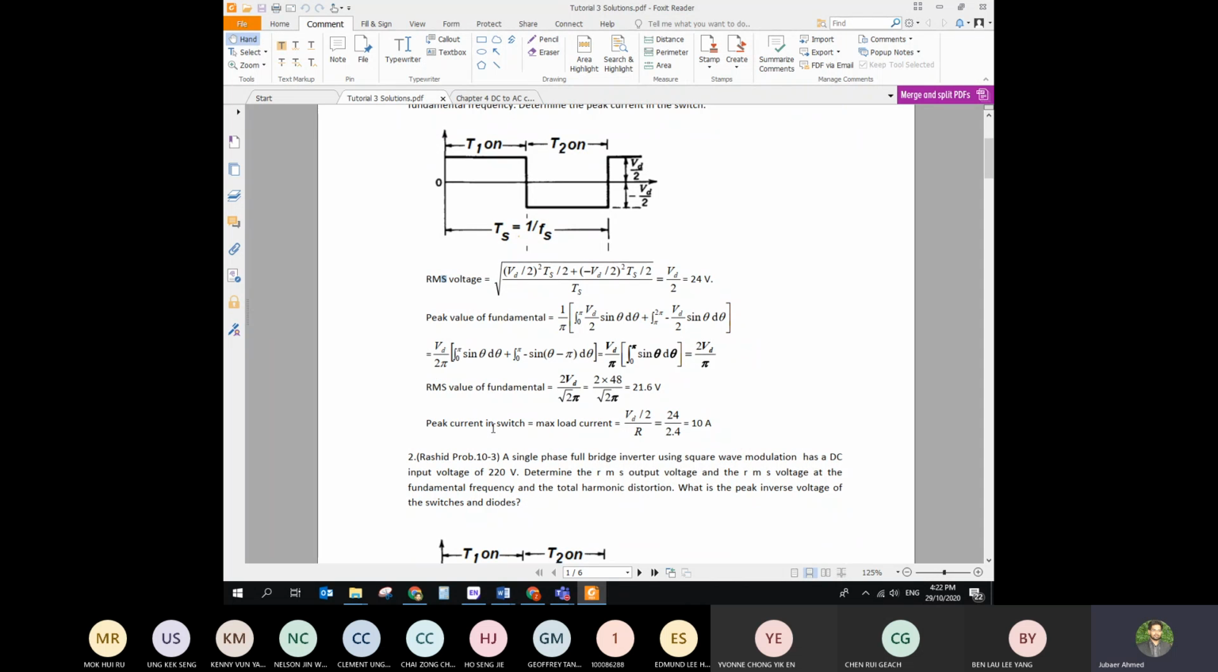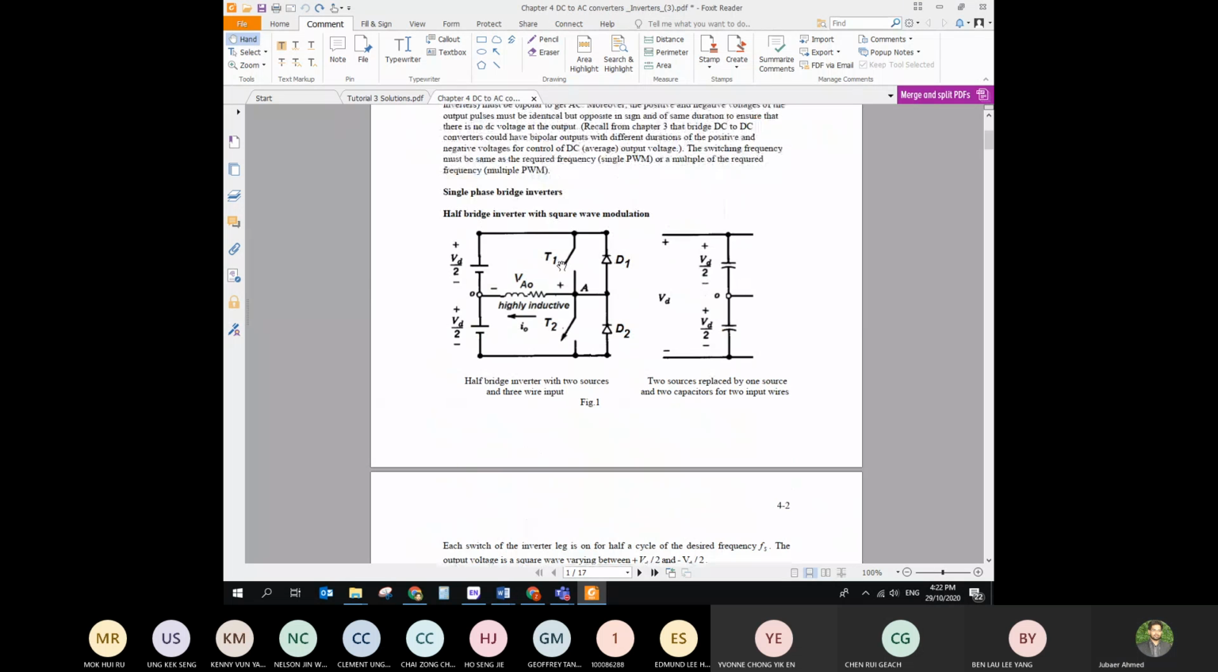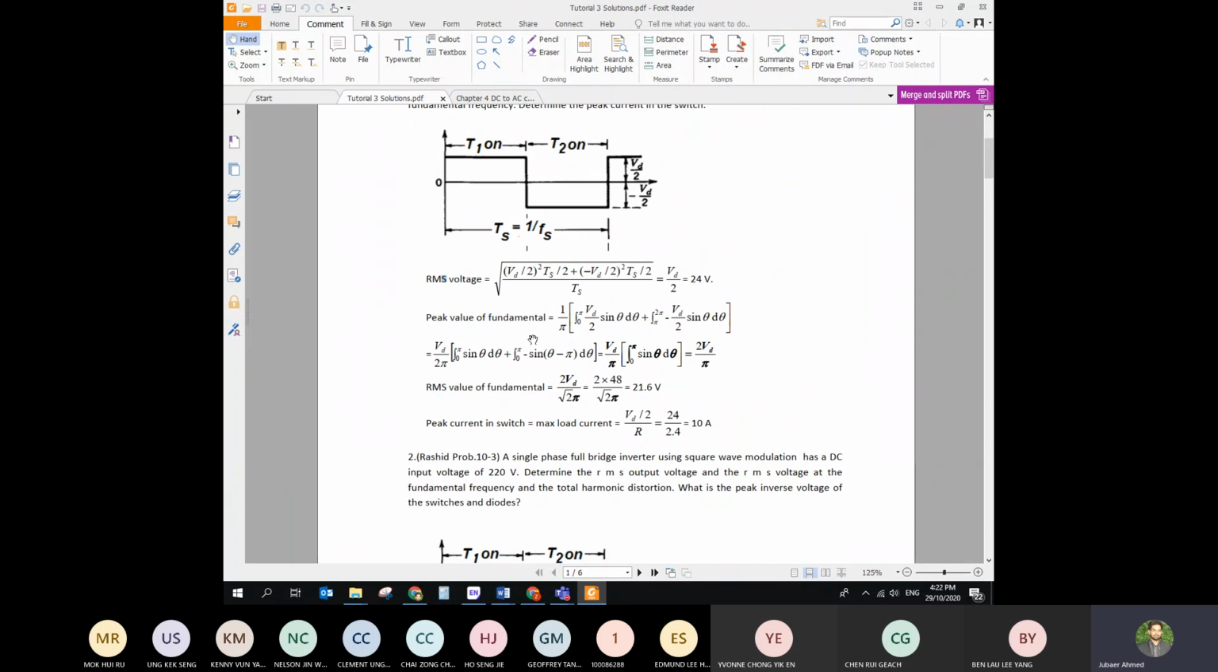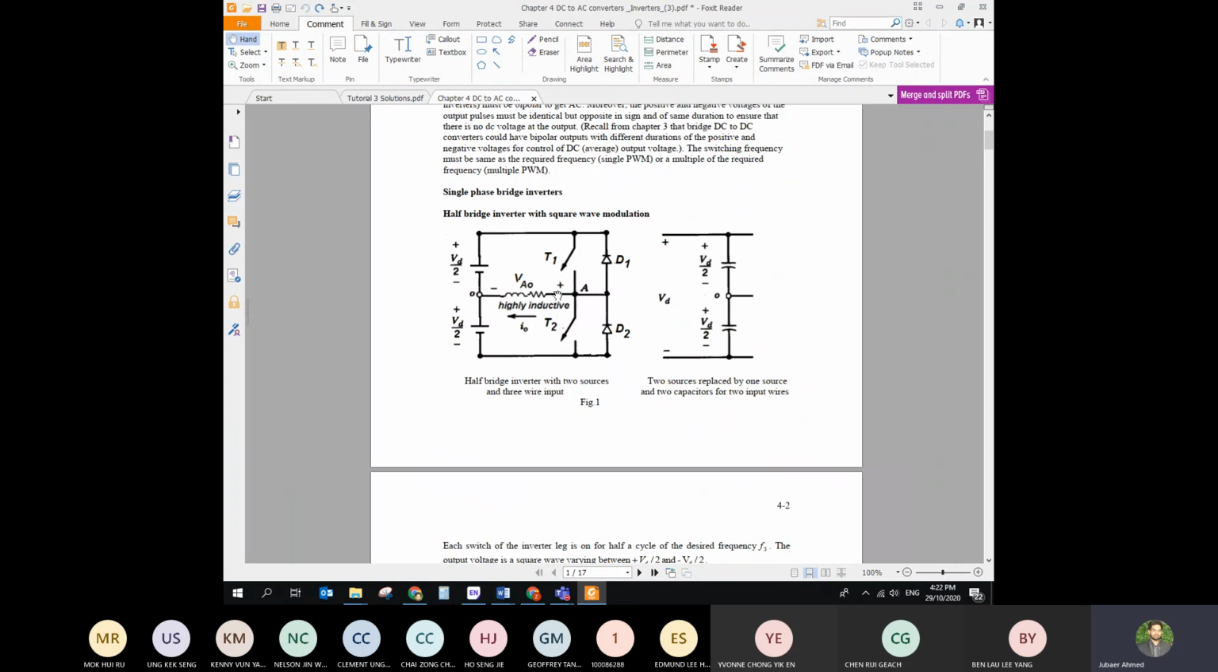So, peak current in the switch. Peak current of the switch means here. Where is the switch? How much is going to be the current on the switch? The current on the switch is exactly the current flowing from the source through the load, because there is no other component. So whatever the voltage is here, what comes through the load is exactly the current through the switch.